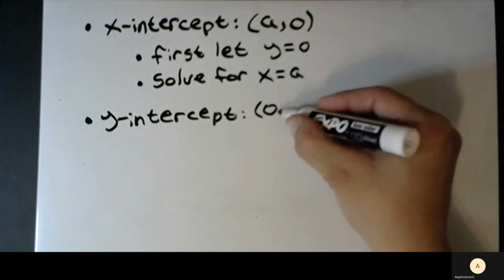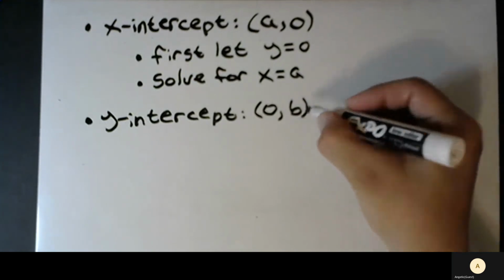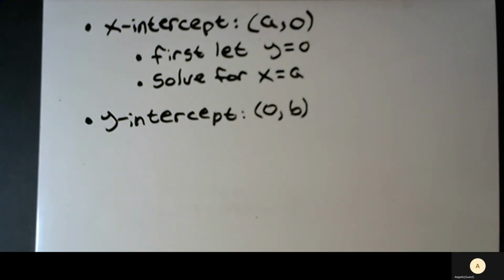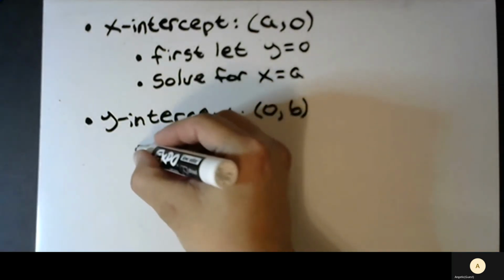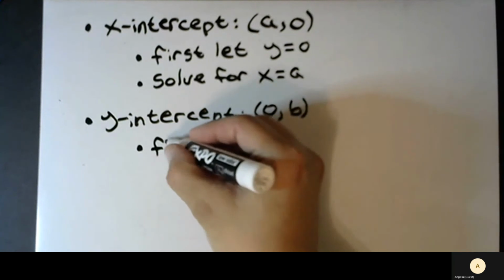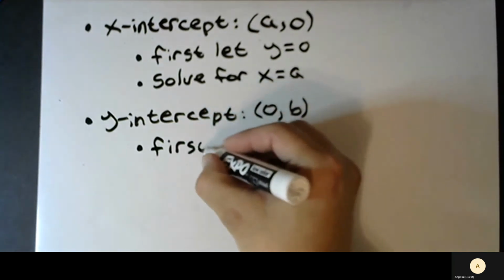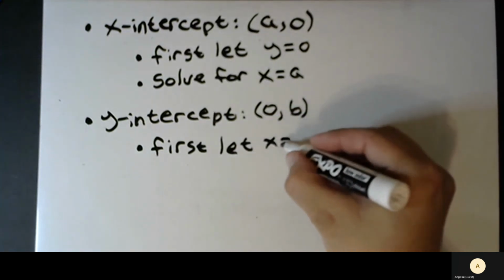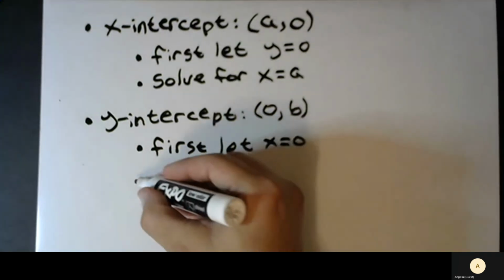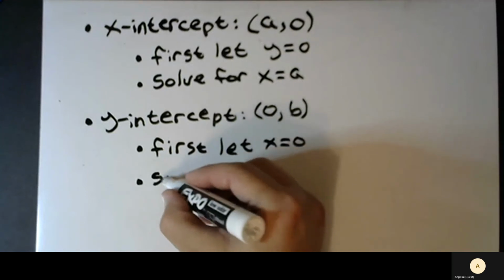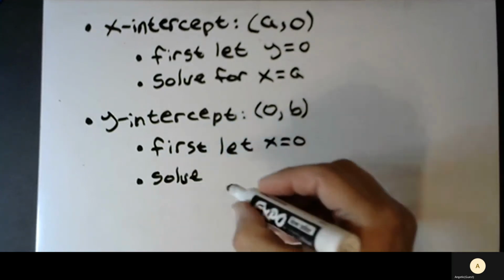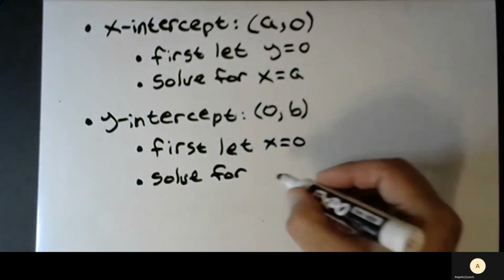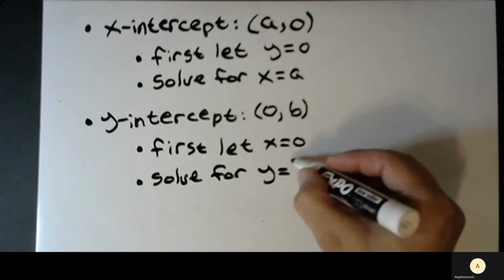The x-coordinate is 0, and the y-coordinate is b. So to find the y-intercept, we first let x be 0, and then we solve for y equals b.